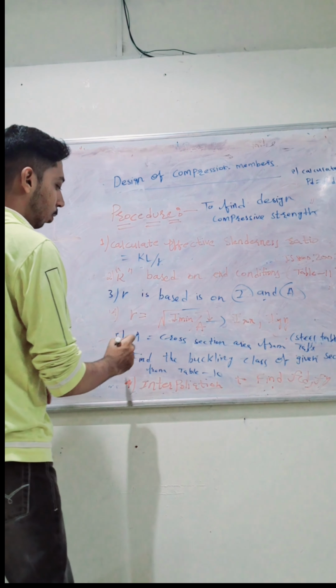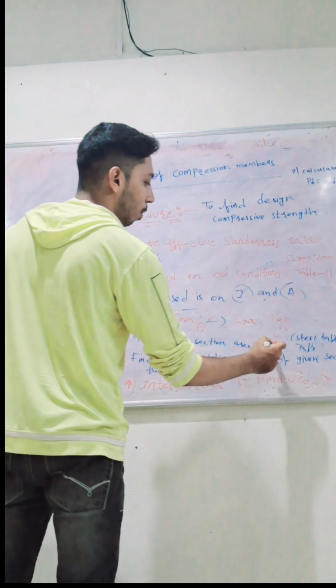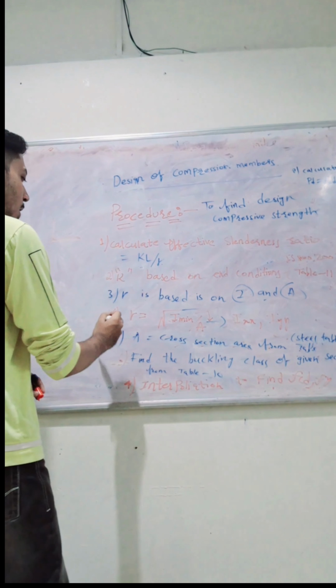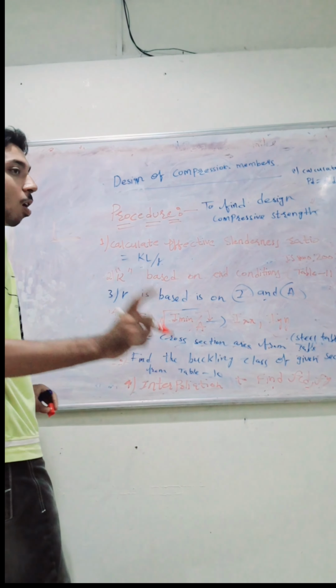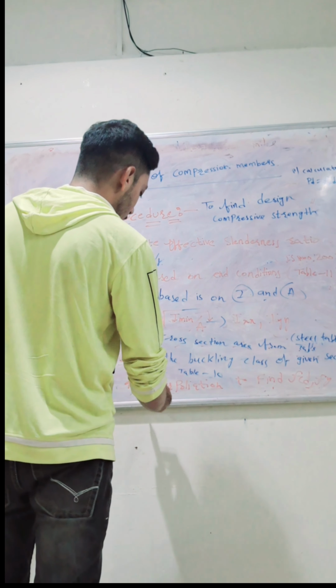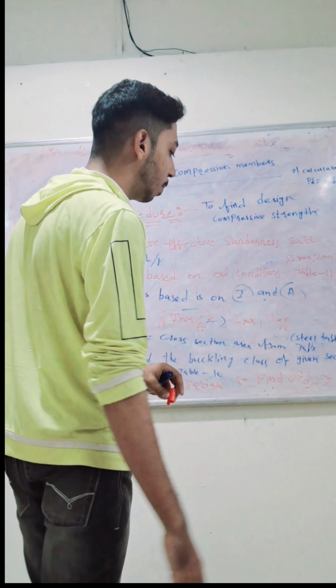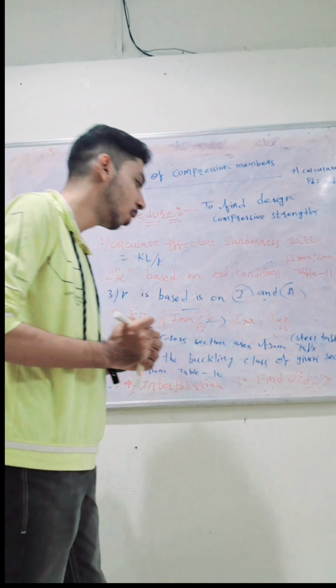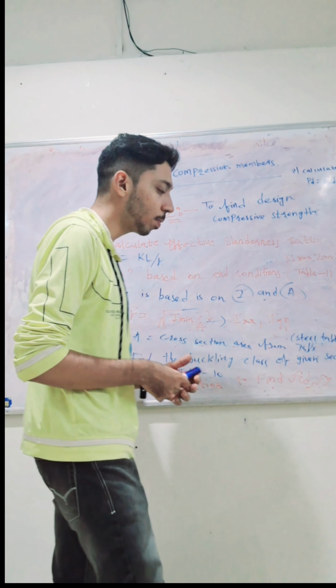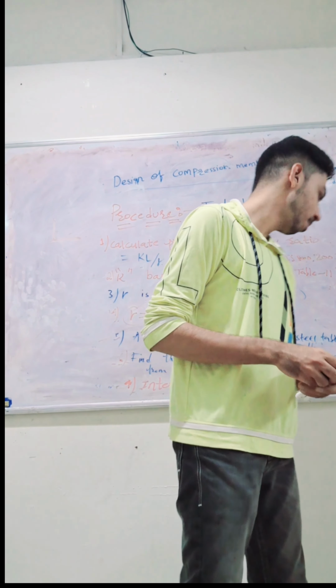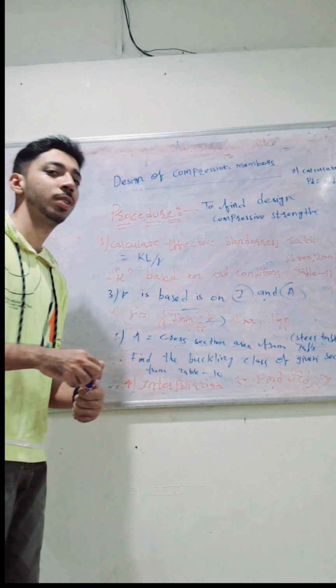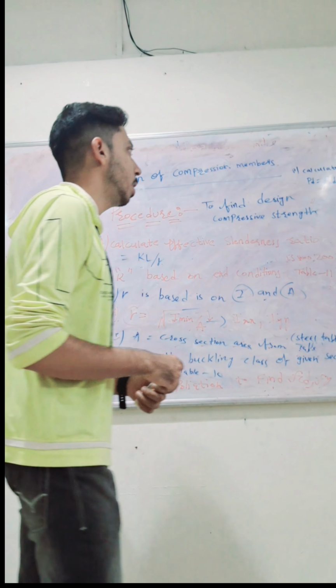So this was the fifth point. For cross section area from steel tables we need to refer after finding R. What is R? Least radius of gyration. Then we need to do interpolation to find FCD and FY, the yield stress and design compressive strength of any structure.